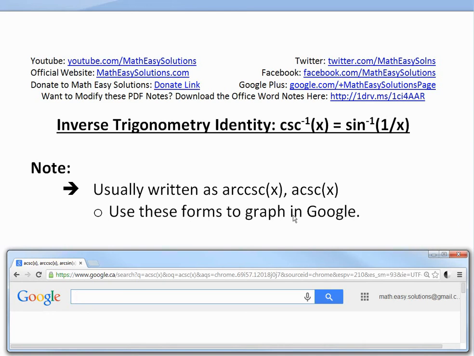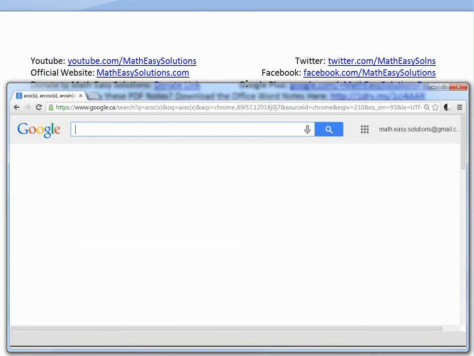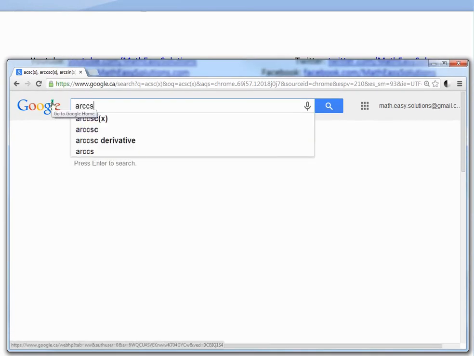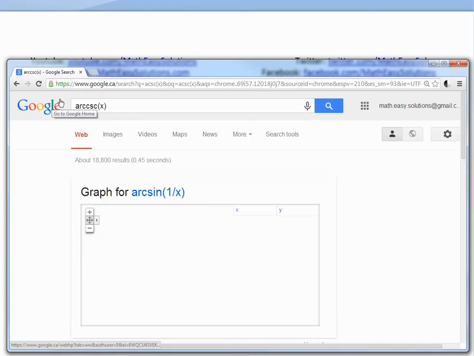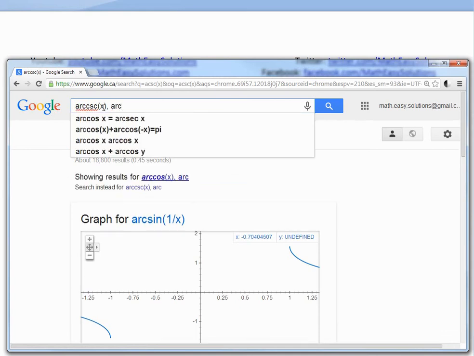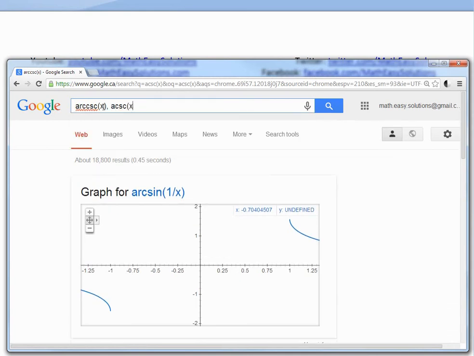And you could use these forms to graph in Google, which I'll do right over here. So if you were to write, let's say, arc cosecant of x, and graph this, as you can see, it automatically just shows arcsin of 1 over x. So it's just the way Google works. And you could also do acosecant of x, and as you see, same thing. It's going to be written as arc sine of 1 over x, or inverse sine of 1 over x. So I just wanted to point that out.